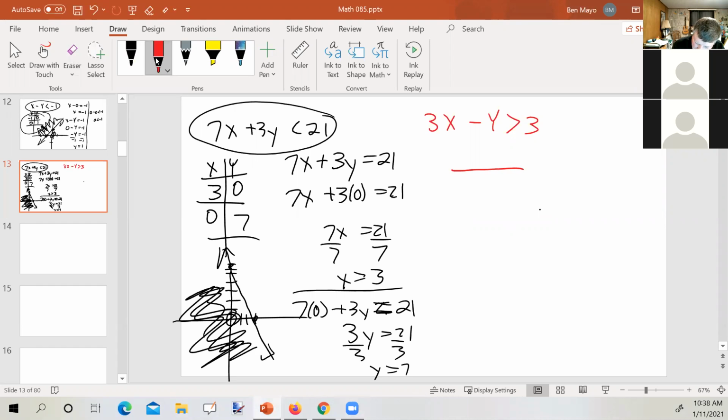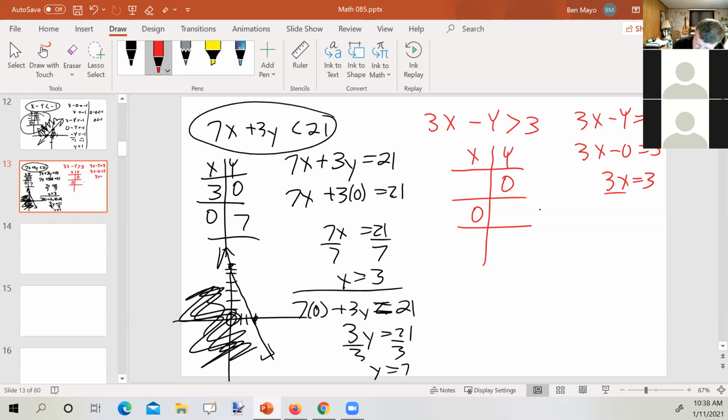Again, I'm going to use the find 2 points method. And again, I think I'll use the x and y intercepts. So considering 3x minus y equals 3, if y is 0, we get 3x minus 0 equals 3. 3x equals 3, divide by 3, x equals 1. So there's one of our ordered pairs.